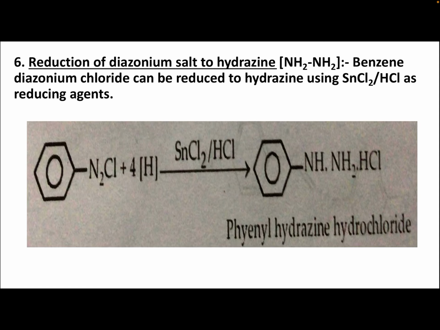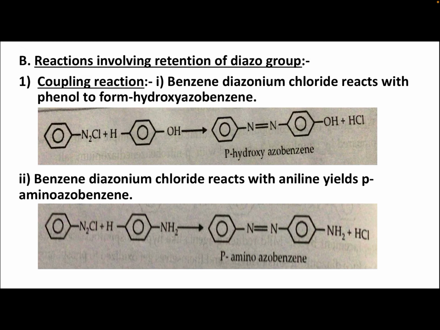Reduction of diazonium salt to hydrazine. The formula of hydrazine is NH2-NH2. Benzene diazonium chloride can be reduced to hydrazine using SnCl2 and HCl, that is stannous chloride in the presence of HCl, as reducing agent. It generates nascent hydrogen, and you get phenylhydrazine hydrochloride. In the hydrazine NH2, one of the H is replaced by the phenyl group, and you get phenylhydrazine hydrochloride. So the diazonium salt is reduced, and the Cl group is replaced by hydrazine.